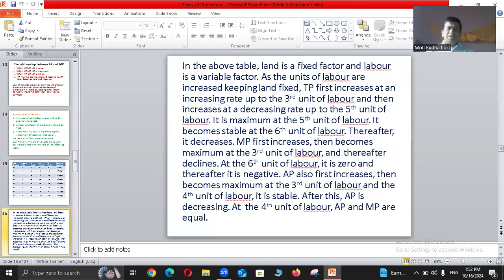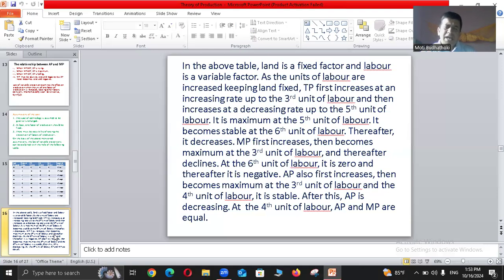We can explain it in the above table. Land is a fixed factor and labor is a variable factor. As the units of labor are increased, keeping land fixed, TP first increases at an increasing rate up to the third unit of labor, and then increases at a decreasing rate up to the fifth unit of labor. It is maximum at the fifth unit of labor. It becomes stable at the 6th unit of labor.